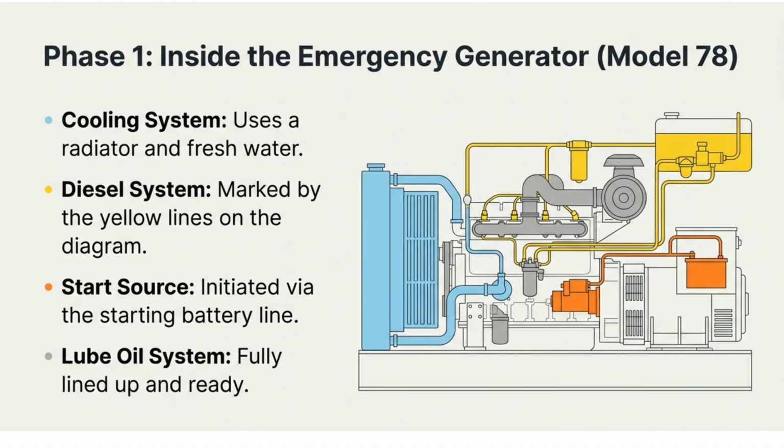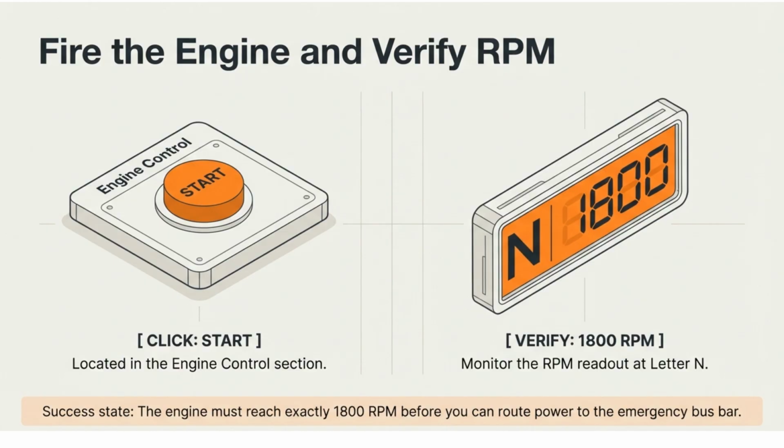Phase 1. Inside the emergency generator, model 78. Ensure the cooling system uses a radiator and fresh water. The diesel system is marked by yellow lines. The start source is initiated via the starting battery line, and the lube oil system must be lined up and ready. To fire the engine, click Start in the engine control section.